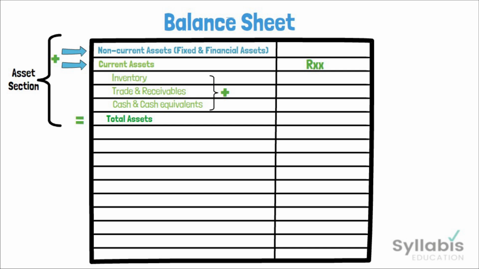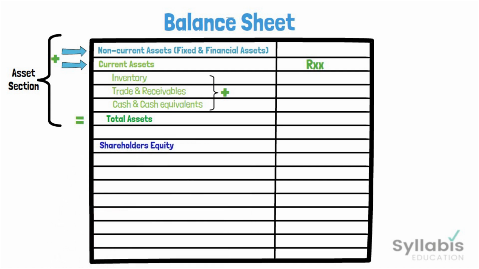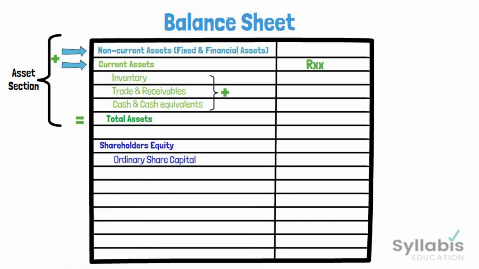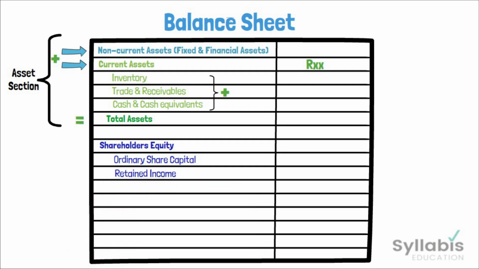Now we can move on to the equity and liabilities section of the balance sheet. First, you have the shareholders' equity section. Under shareholders' equity, you have the ordinary share capital line. This line shows the value of the shares issued. And then you also have the retained income line, which shows the value of the accumulated profits of the business.